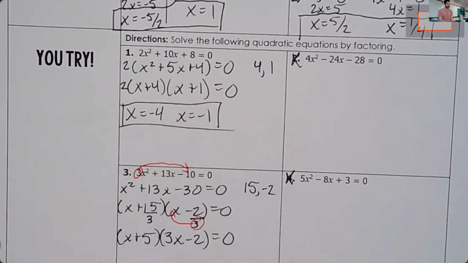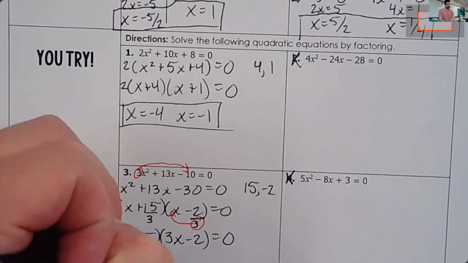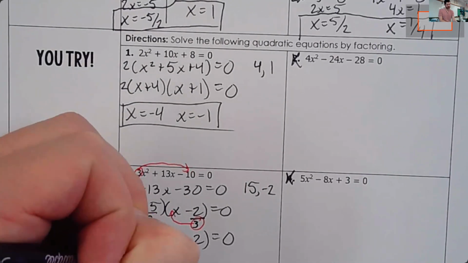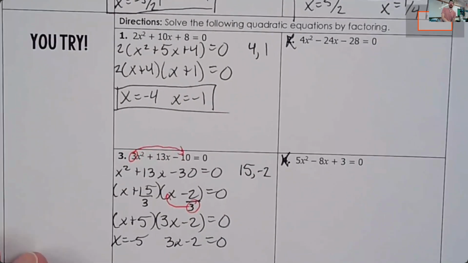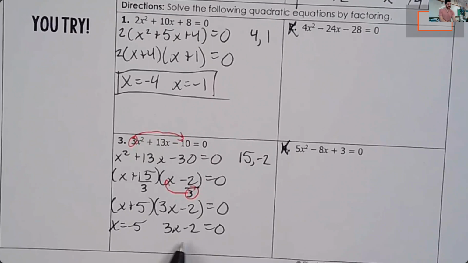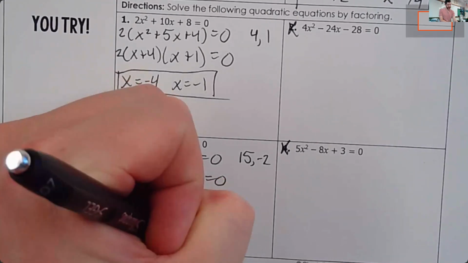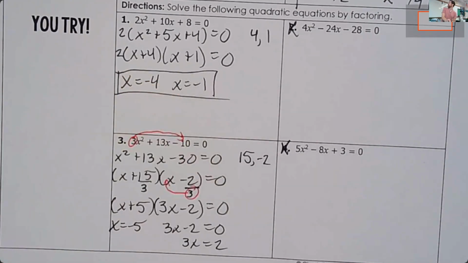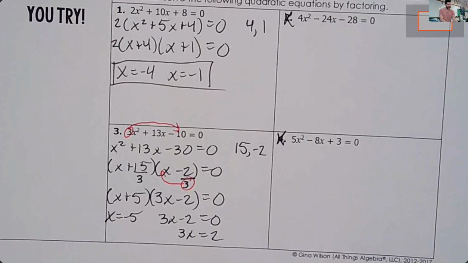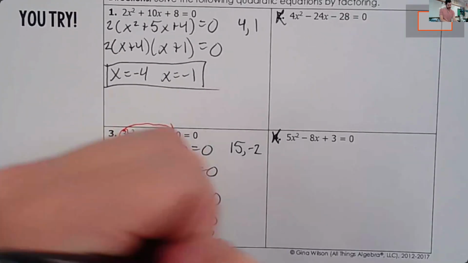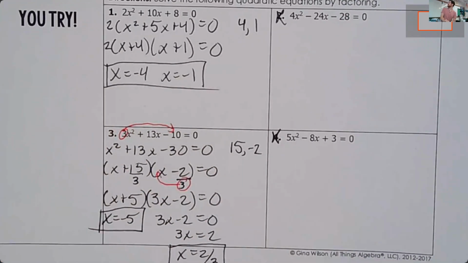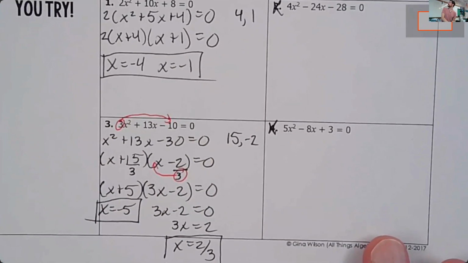And this x is just by itself anyway. There's nothing in front of it, so we can just write x equals -5. But then the other one, we'll write 3x minus 2 equals 0. And then when we solve that, we should get positive 2/3. If we add 2 to both sides, that would be 3x equals 2, and then divide by 3, and sure enough, x equals 2/3. So x equals -5 and x equals 2/3 for problem number 3.